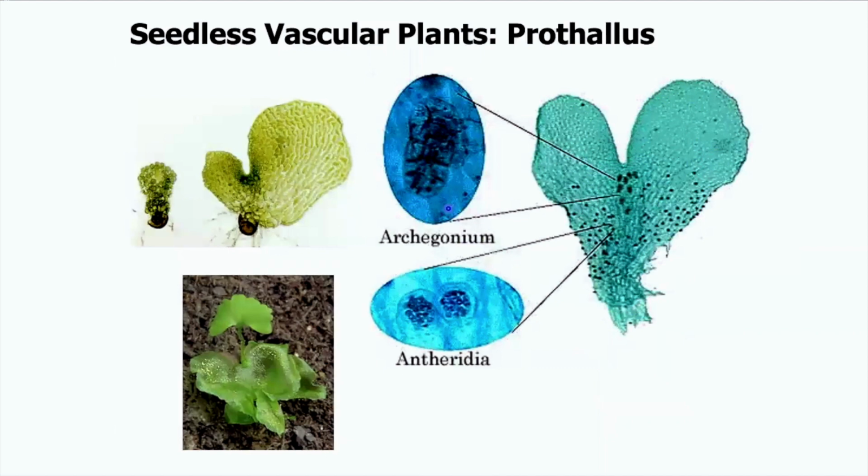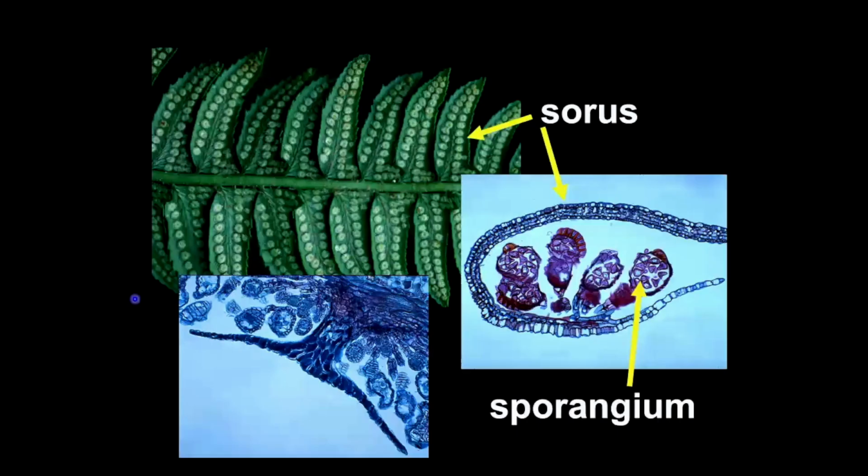Here's just a close-up showing you what that female gametophyte of a fern looks like. Well, I guess it's a hermaphroditic gametophyte because it has both the archegonium and the antheridia. And here's a sporophyte growing up out of that.